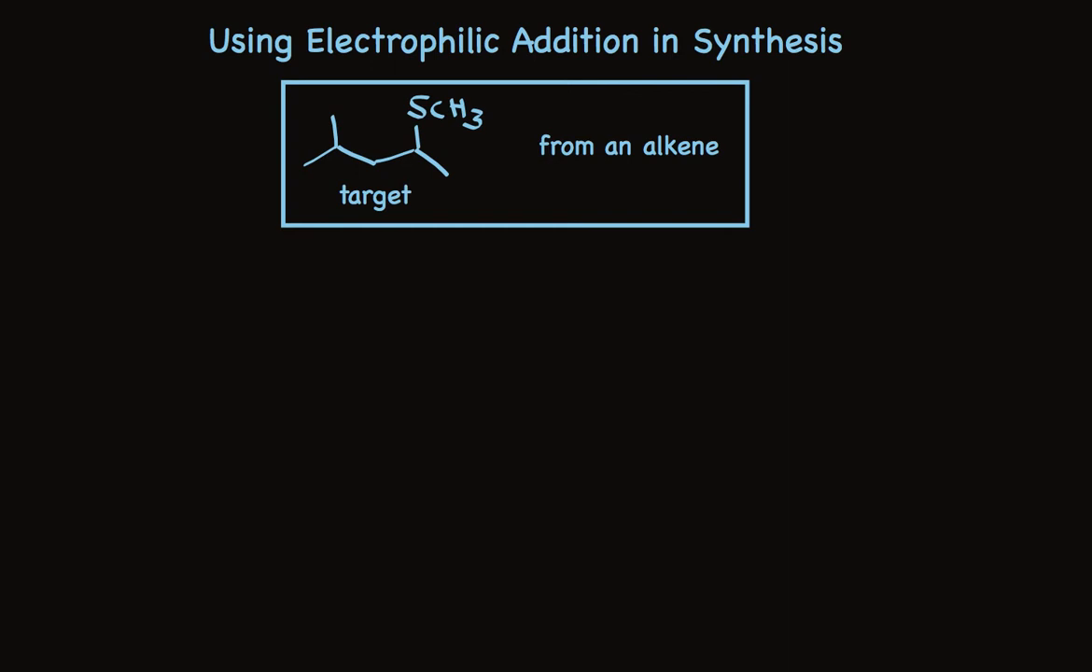Let's look at another one. Suppose we want to make this thioether as the target molecule, starting from an alkene, any alkene we choose. We'll use our retrosynthetic planning process. We need to decide what compound we can use to make the target in a single step. Well, we know that thioethers can be made by nucleophilic substitution. So as we plan this synthesis, we'll decide that this could come from the alkyl bromide that has bromine attached to the same carbon as the sulfur.